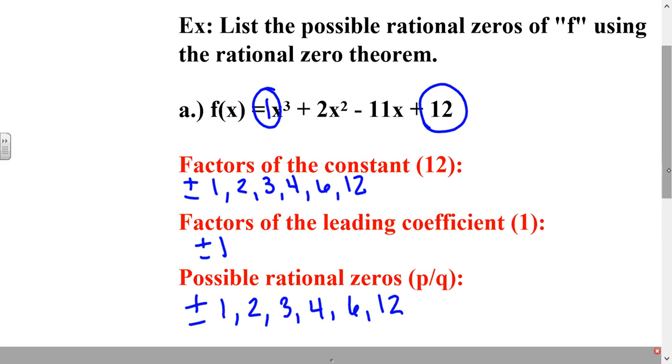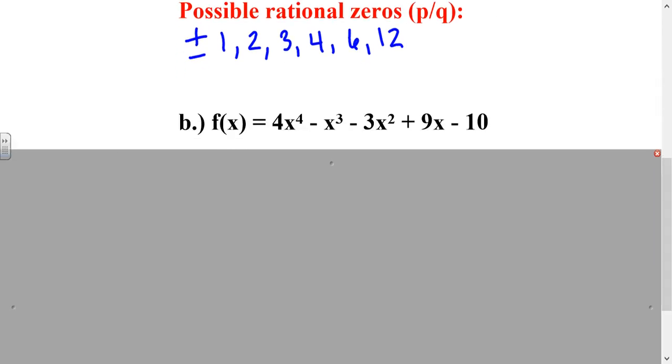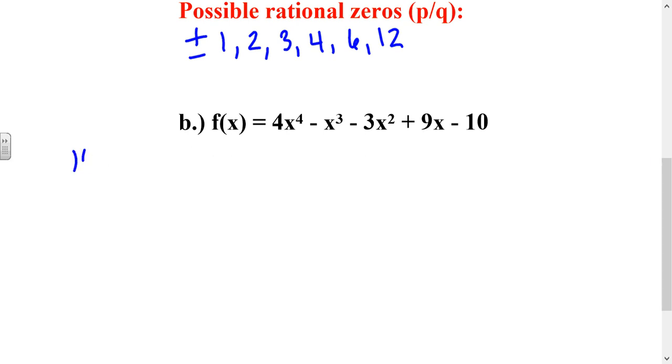Go ahead and take a minute if you want to pause the video and try this next example on your own. I want you to list all the possible rational zeros of this function. Remember, to do that, we're going to find all the factors of 10, which could be positive or negative 1, 2, 5, and 10. Then we have to find all the factors of the leading coefficient, which would be 4. So it could be positive or negative 1, 2, and 4.